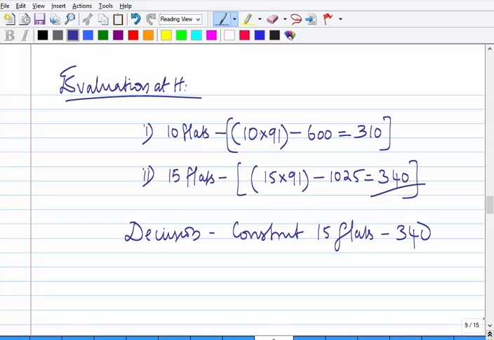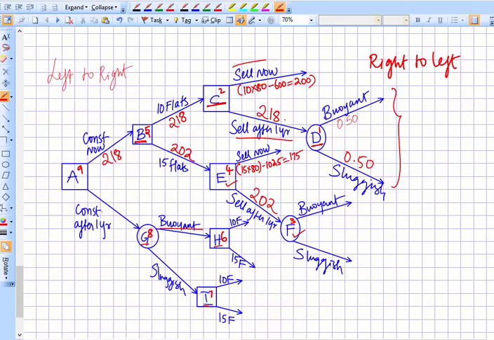So let's go back to the diagram. We'll indicate at H you have compared 10 and 15 flats. So we decided to go with 15 flats because the market condition is buoyant. With 15, it means we get 340. Okay. So now let's do the evaluation of I. Let's do that first.